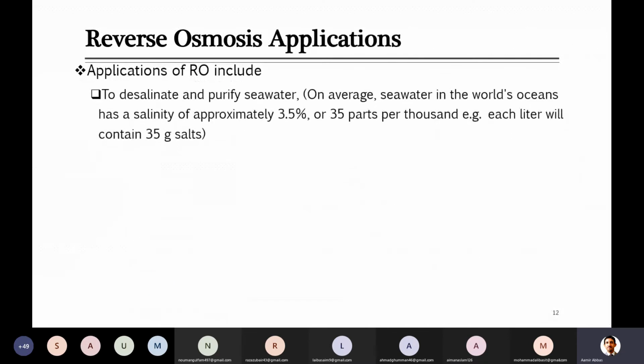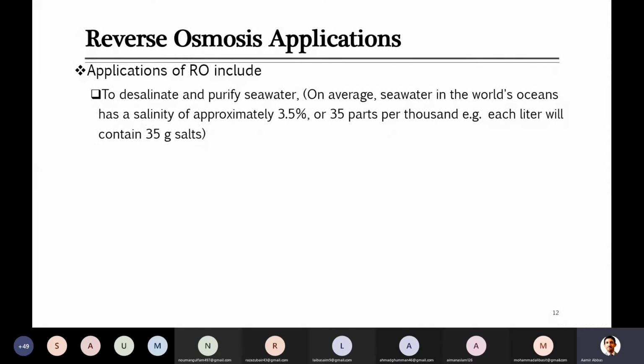So let's quickly look at the applications where the reverse osmosis technique is used, because we will study various membrane separations. One is reverse osmosis, and later on there is gas separation and electrodialysis. Reverse osmosis is majorly used for desalination purposes. Desalination is the removal of salts from seawater to purify that seawater. So, to desalinate and purify seawater.